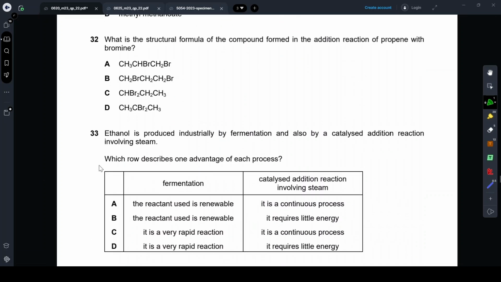What is the structural formula of the compound formed in the addition reaction of propene with bromine? What's the general formula for alkene? CnH2n. Okay. In the case of propene, n is 3. So this is what propene would look like, or the other way around.